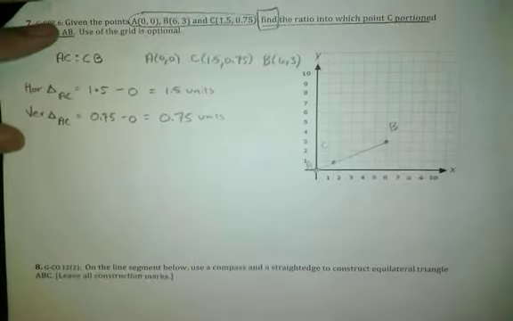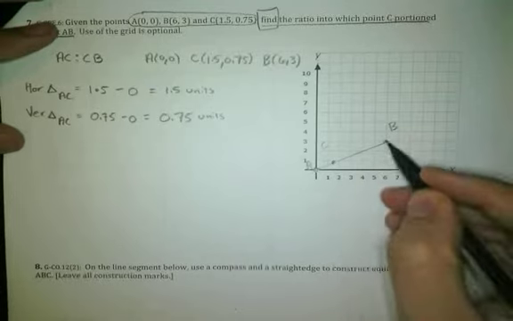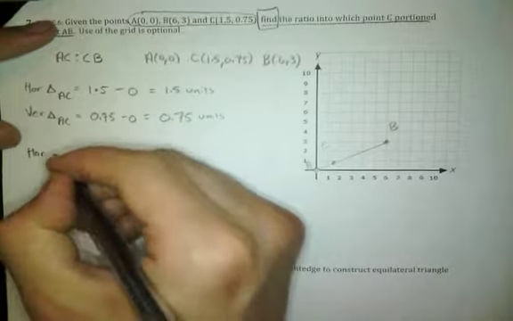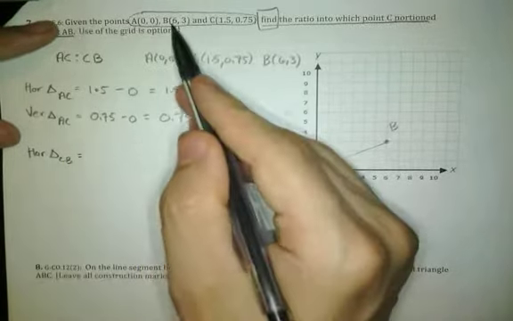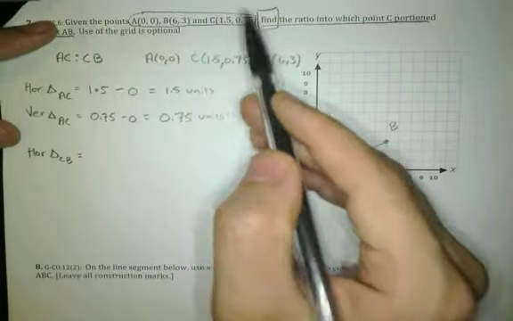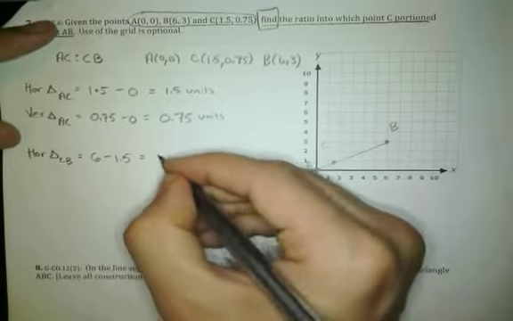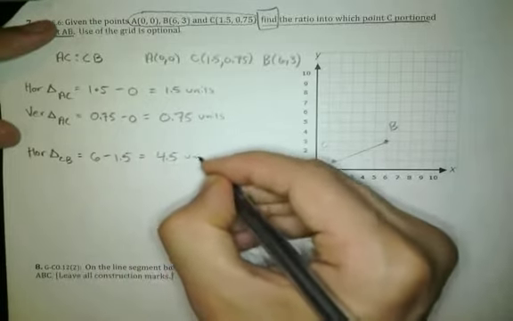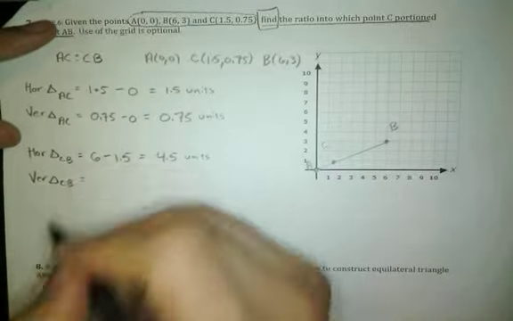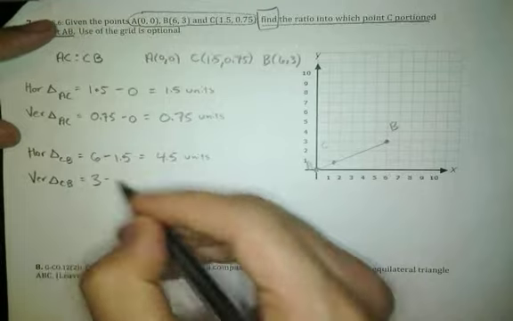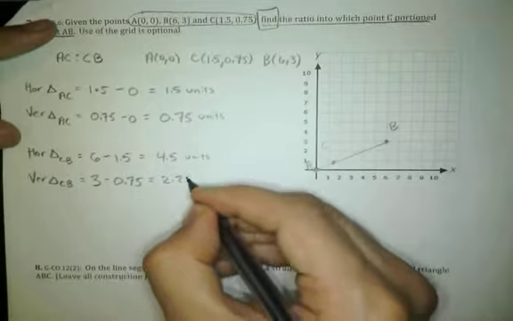I also need to find the horizontal and vertical change from point C to B. So the horizontal change from C to B is going to be the difference of the x-coordinates, 6 minus 1.5, which is equal to 4.5 units. And the vertical change from C to B is going to be 3 minus 0.75, which is equal to 2.25 units.